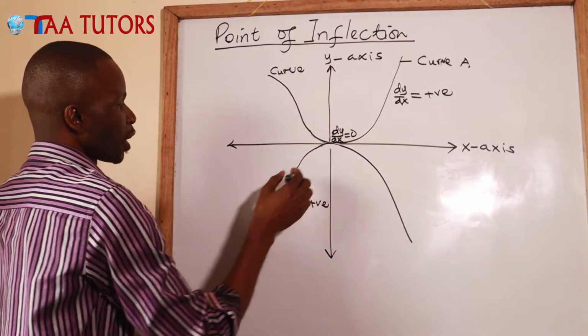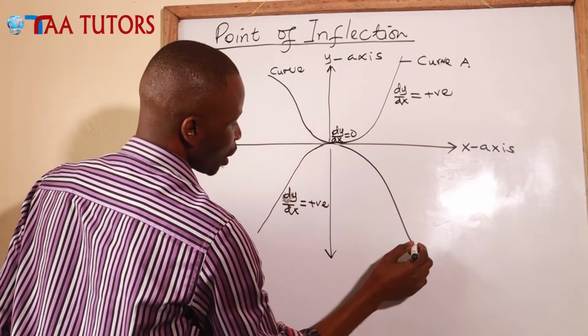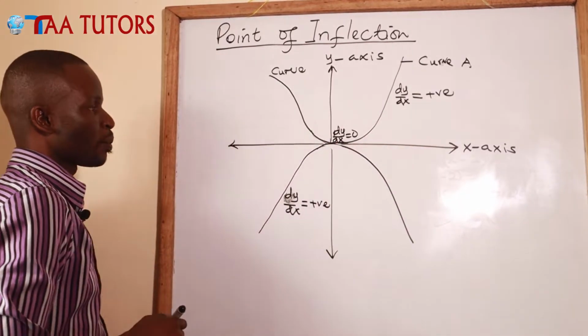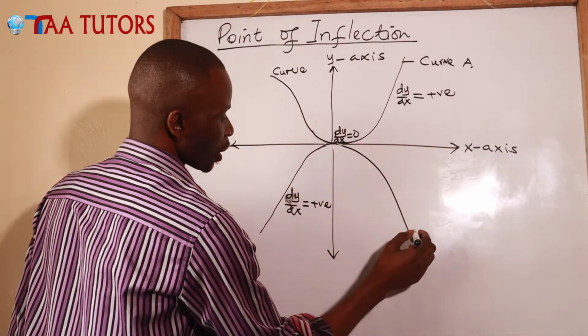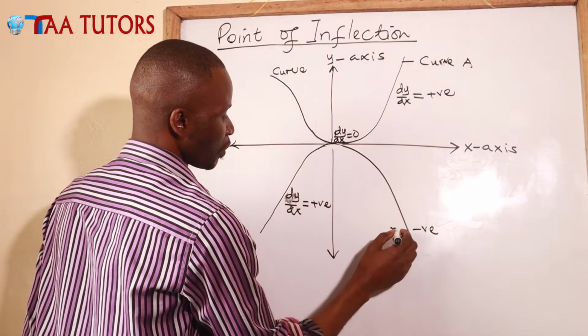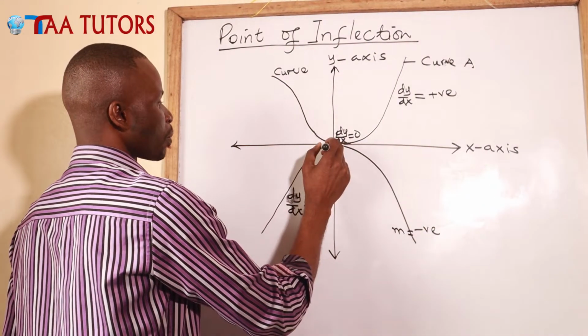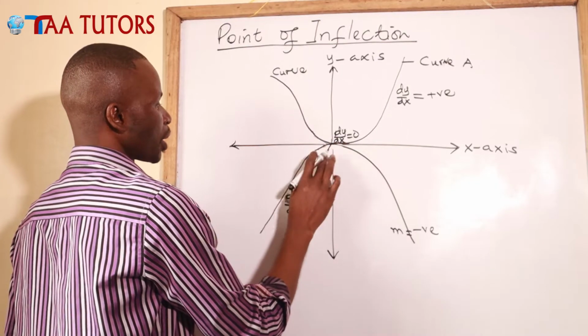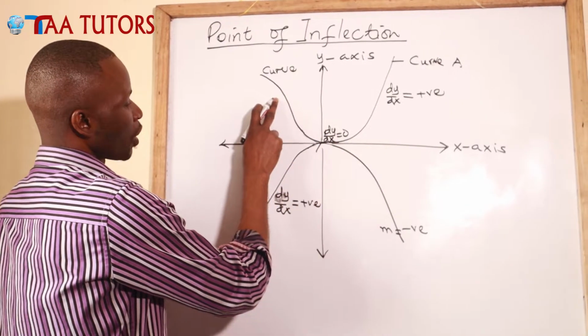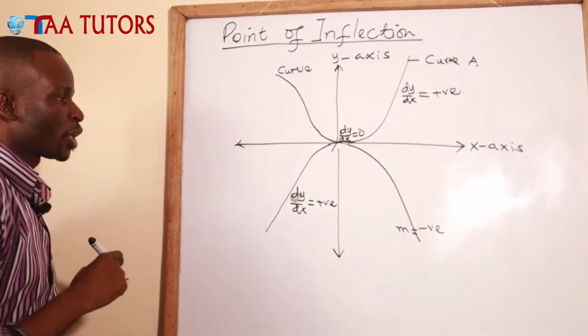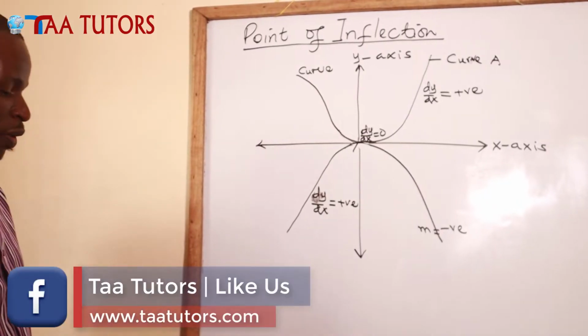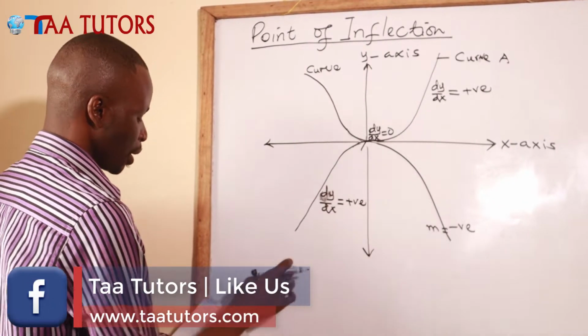Both curve A and curve B represent a point of inflection, where the gradient is negative up to this point. At this particular point here, the gradient is 0. Then on the other side, the gradient remains negative. Now let us look at an example which can confirm to us that this is a point of inflection.